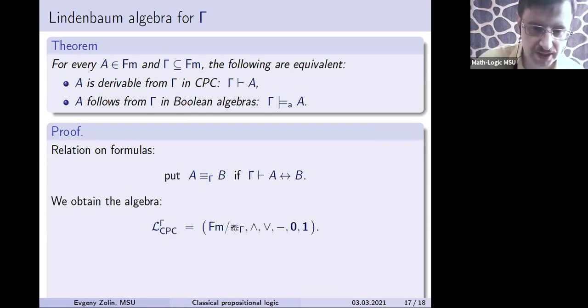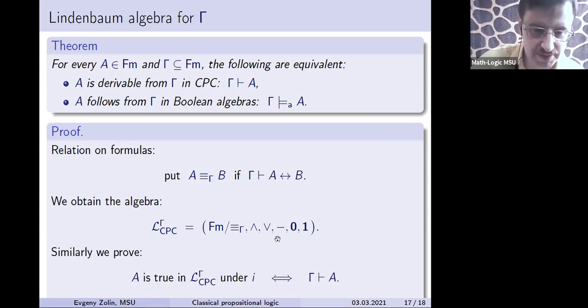And then we again build the Lindenbaum algebra, but with this new relation, and prove all the same statements. In particular, we will see that the formula A is true if and only if, where in the previous theorem we had A is provable, here we have A is provable from gamma. So the only change is that we add gamma everywhere. Okay.